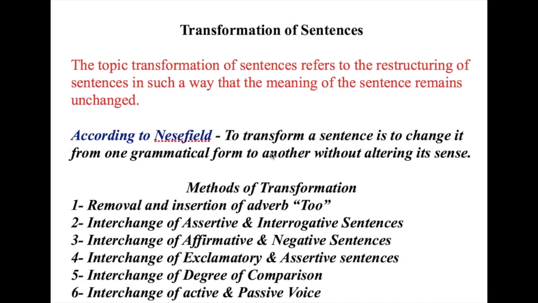So now we are here for the discussion over the chapter Transformation of Sentences. The topic Transformation of Sentences refers to the restructuring of sentences in such a way that the meaning of the sentence remains unchanged. According to Nesfield, to transform a sentence is to change it from one grammatical form to another without altering its sense.